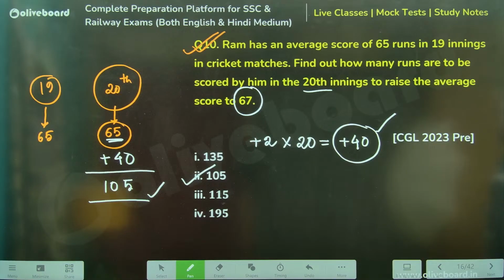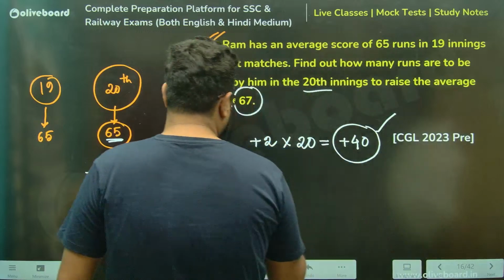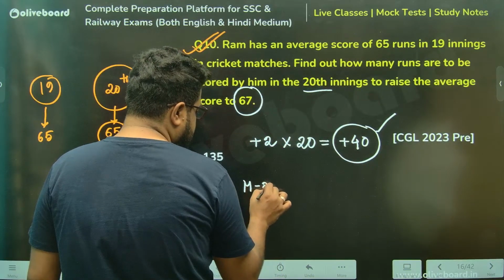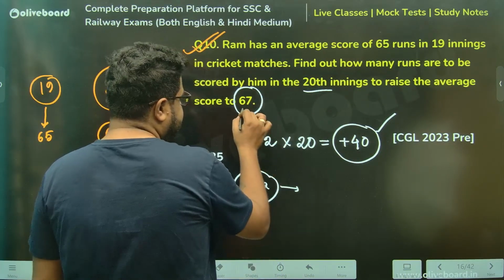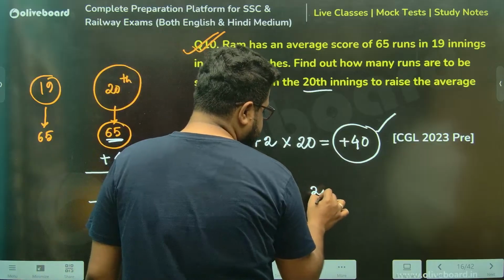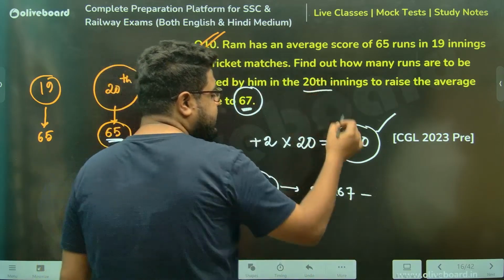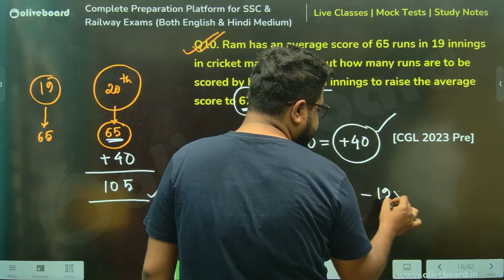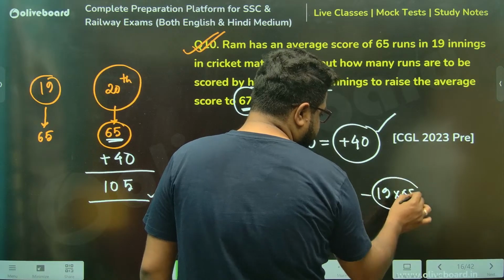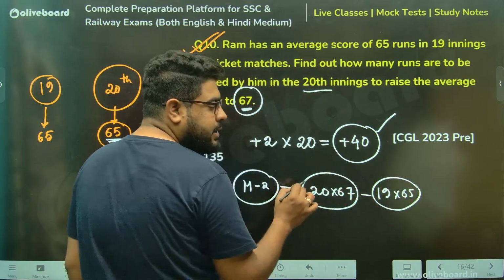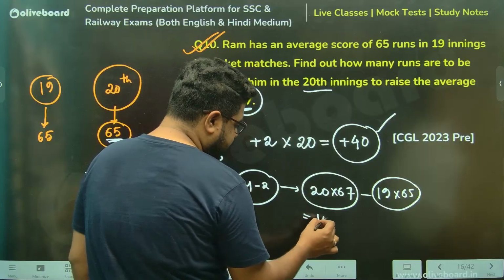100% clear? Now, the other way is to go like this. Method number 2. 20 innings average is 67, meaning total is 20 into 67, minus the first 19 innings with average 65, so 19 into 65. This is the total score for the first 19, this is for all 20. Subtract this, you will get 105 as the answer.